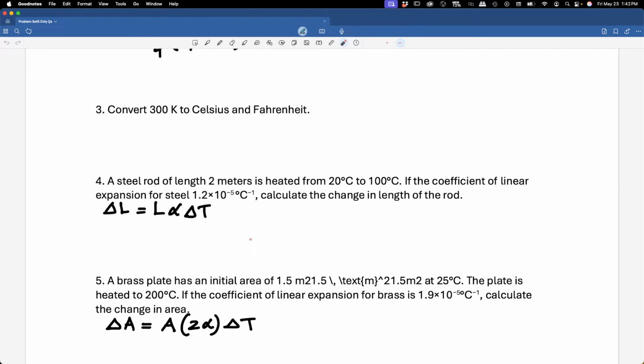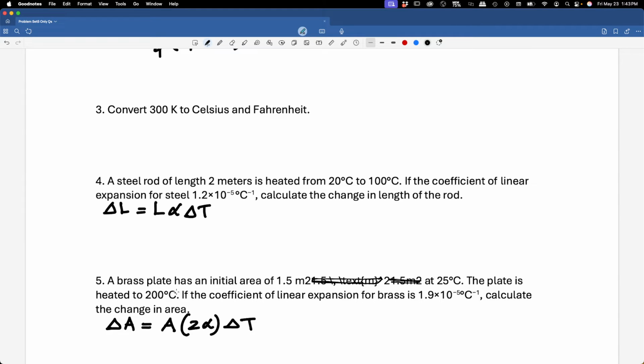Number 5 is a similar question. Oh, I'm sorry for all of these things here. So let me read it. A brass plate has an initial area of 1.5 meters square. That's all you need. So you don't need all the stuff. Cross it out. So the initial area is given, which is 1.5 meters square. And at 25 degrees Celsius. So you don't need this also.